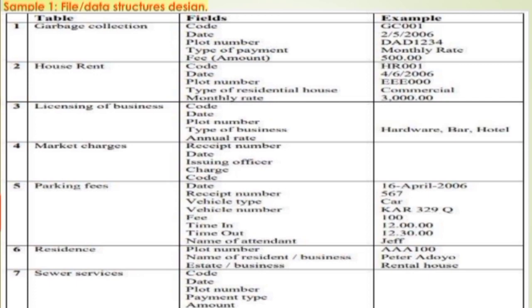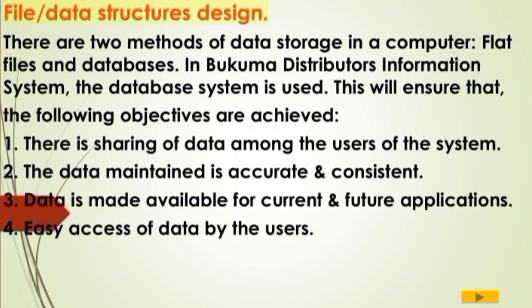Sample 1. File Data Structures Design. There are two methods of data storage in a computer: flat files and databases. In Bukuma Distributors Information System, the database system is used. This will ensure that the following objectives are achieved. 1. There is sharing of data among the users of the system. 2. The data maintained is accurate and consistent. 3. Data is made available for current and future applications. 4. Easy access of data by the users.